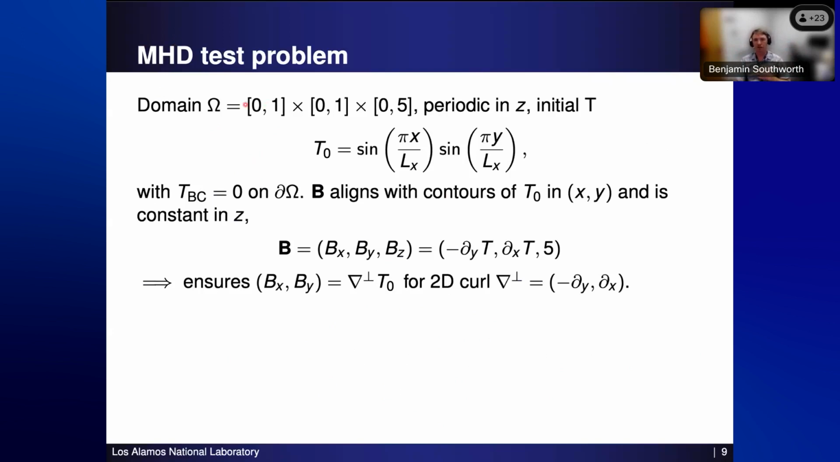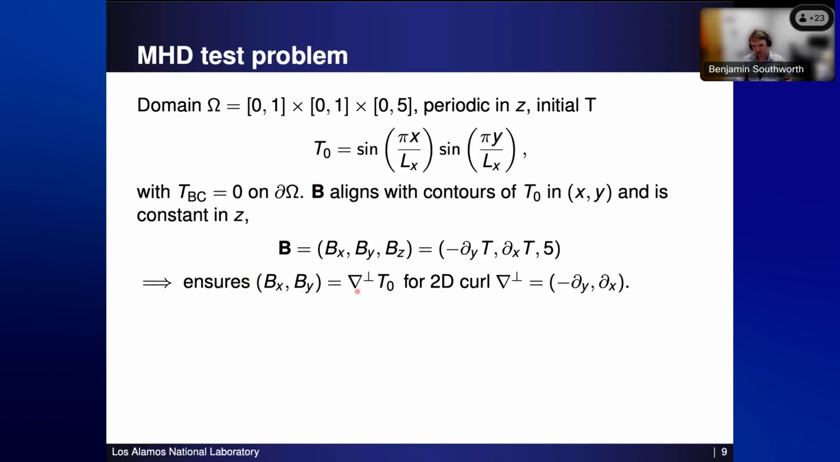So we define a 3D domain that's periodic in Z, kind of roughly simulating the tokamak situation you would get in magnetic confinement fusion. And we start with this initial temperature here, and it's effectively a manufactured solution. And we choose our magnetic field to align with the contours of T naught and be constant in Z. And so this is just how you do that.